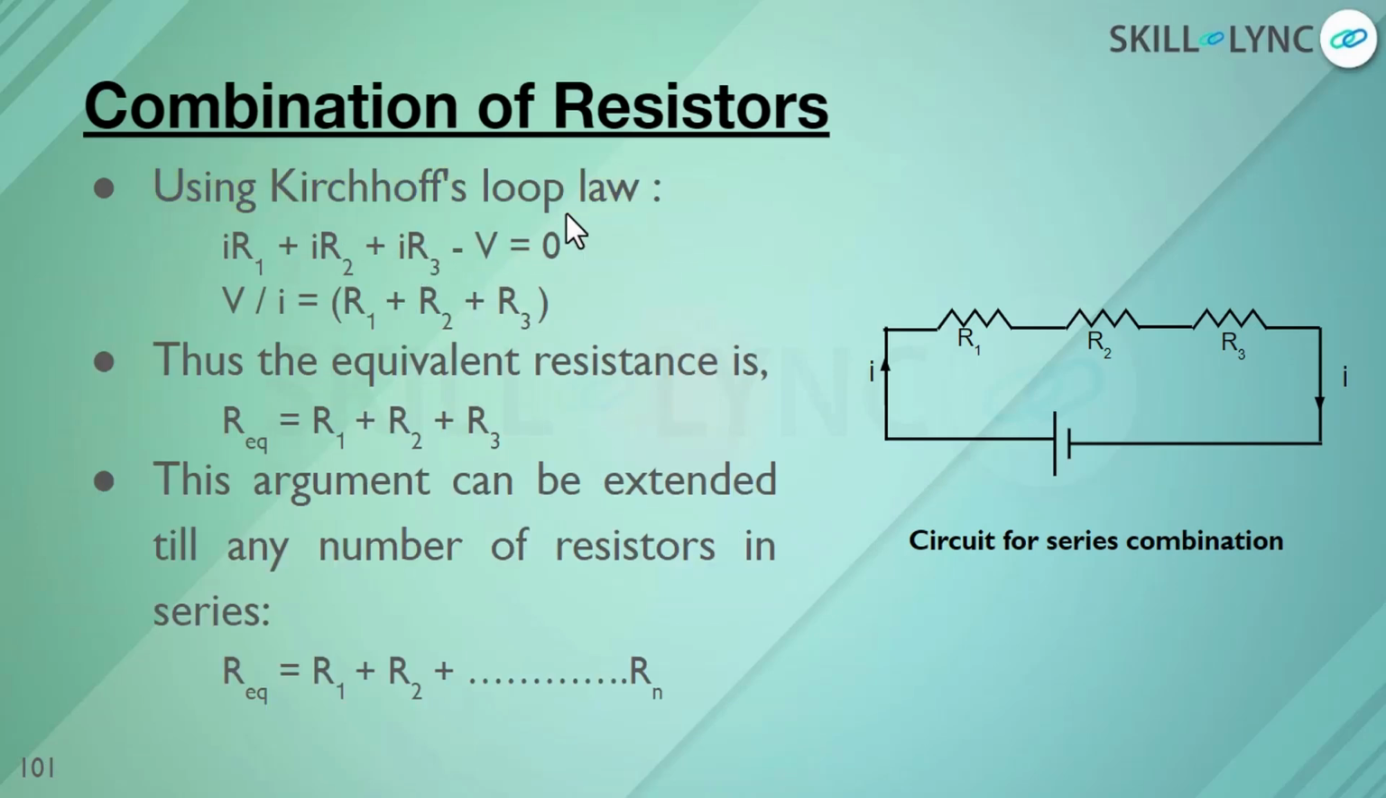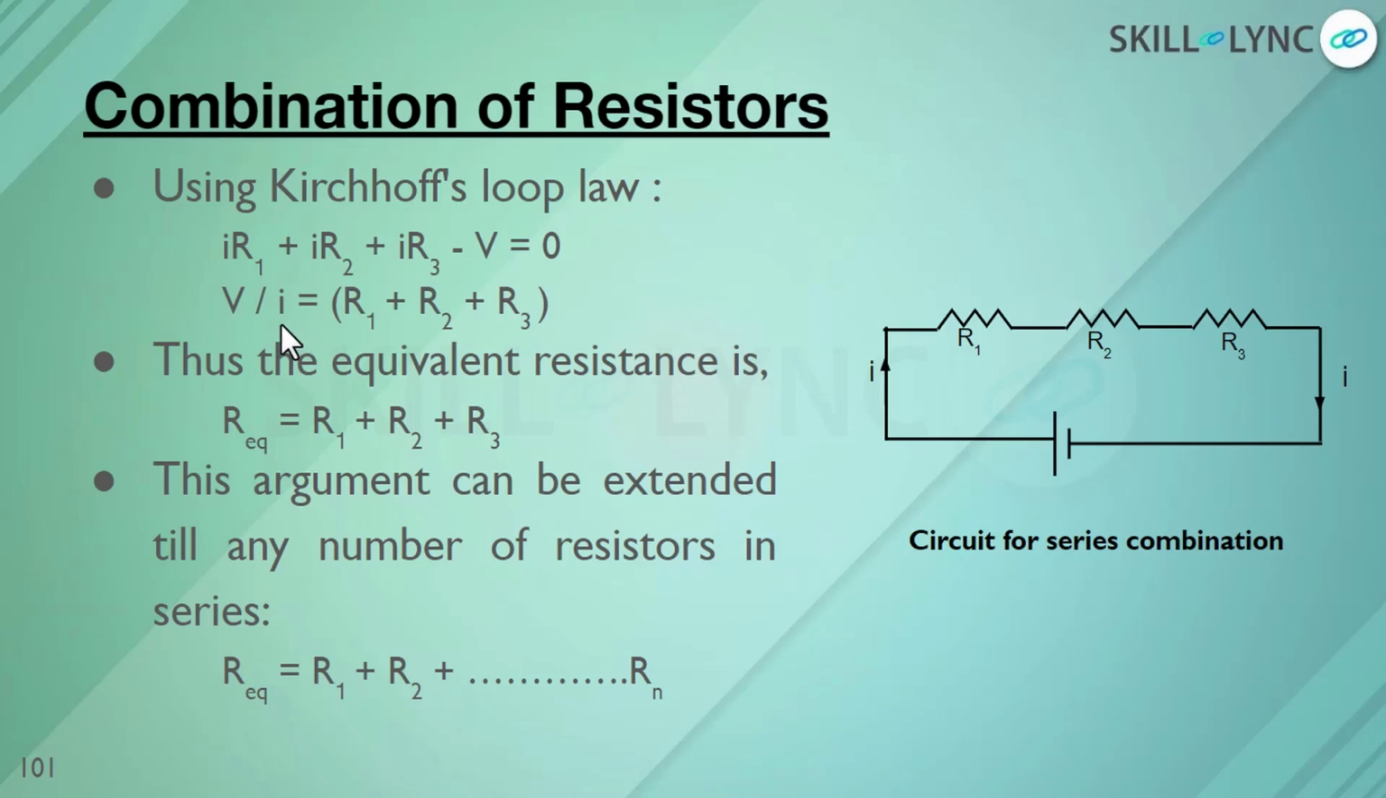Using Kirchhoff's law, we can say that IR1 plus IR2 plus IR3 minus V is equal to 0. As we have studied Kirchhoff's law before, the voltage can be taken as negative if there is a potential rise, and the rest are IR1 plus IR2 plus IR3. So the equation becomes IR1 plus IR2 plus IR3 minus V is equal to 0. We write V on the right hand side, and taking I as common, we also take I to the other side, which becomes V by I is equal to R1 plus R2 plus R3.